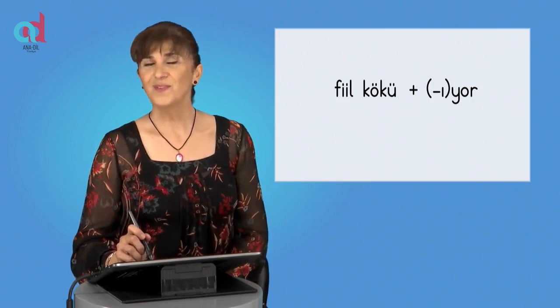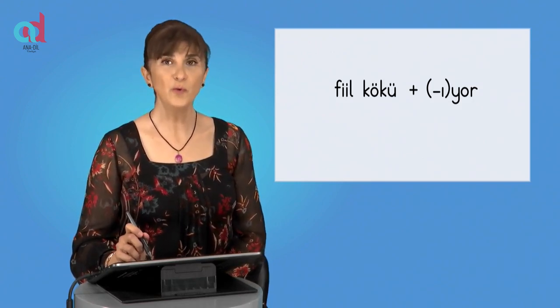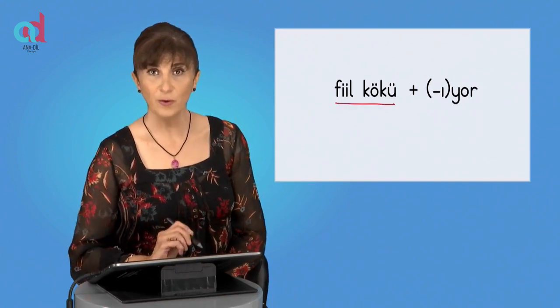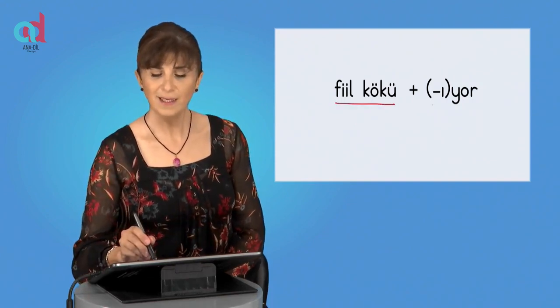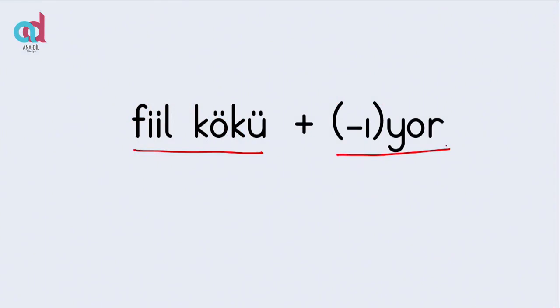How does it work? It works with the root of the verb, fiil kökü, and the suffix ıyor. You may ask why we put this little ı between accolades. Because, do you remember the vowel harmony rules? This ı may change according to the vowel harmony rules. Don't worry, we will talk about it later within our video session.